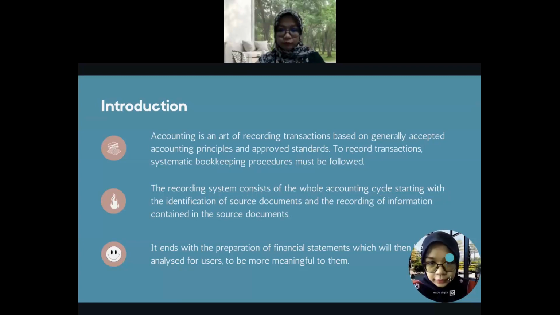What is accounting? Accounting is an art of recording transaction based on generally accepted accounting principle and approved standards. So to record transaction, a systematic bookkeeping procedure must be followed. The recording system consists of the whole accounting cycle, starting with the identification of source document and the recording of information contained in the source document. It ends with the preparation of financial statement, which will then be used and analyzed by the users to be more meaningful to them.